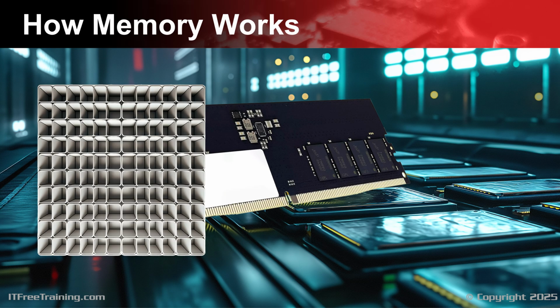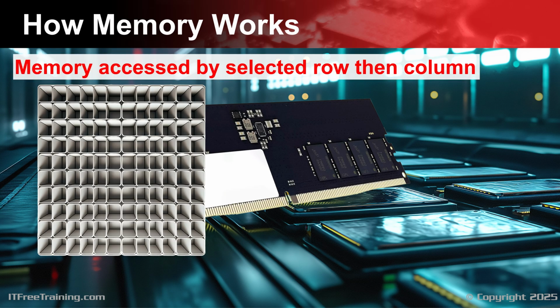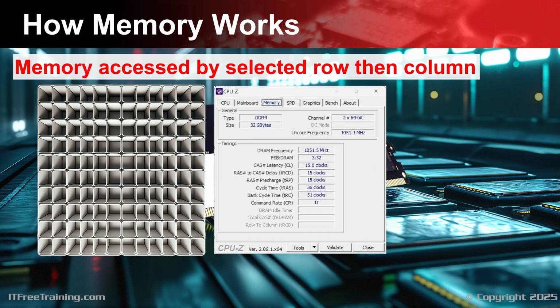For the computer to access data in memory, the process is essentially selecting the row, selecting the column, and getting the data. Different memory modules will be faster than others at selecting the row and the column. Shown here are some example timings for a memory module. Unless you are an enthusiast trying to get the best performance, you won't need to worry about memory timings. Lower is generally better.